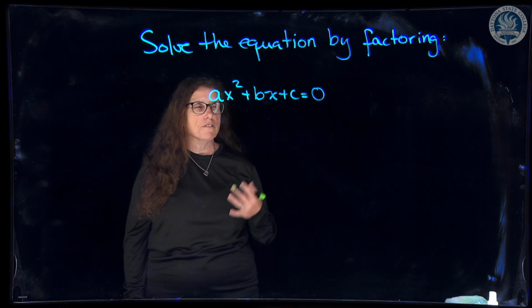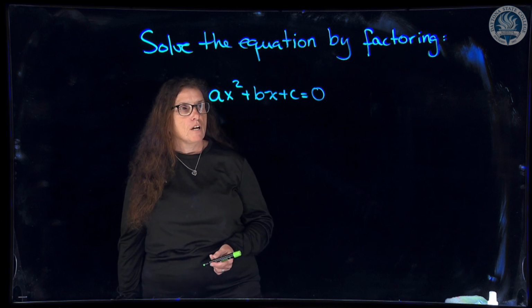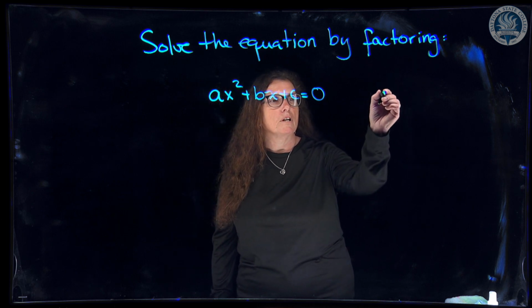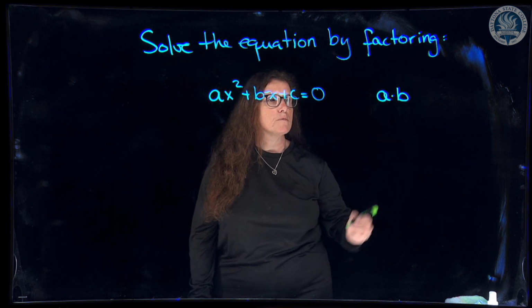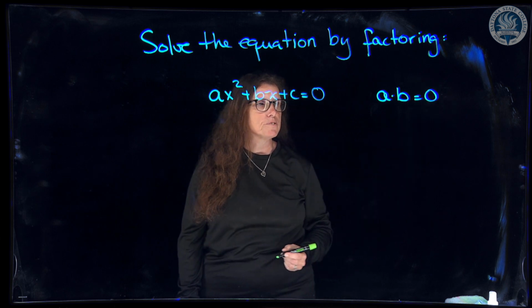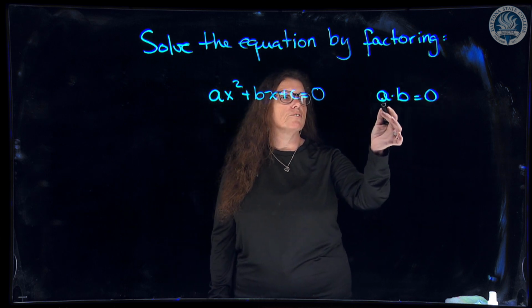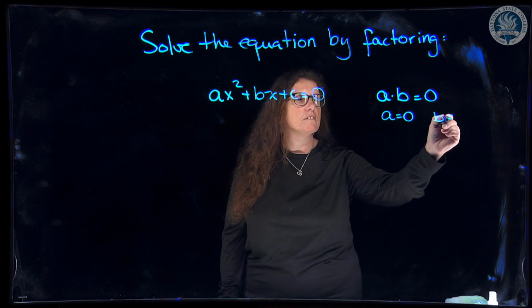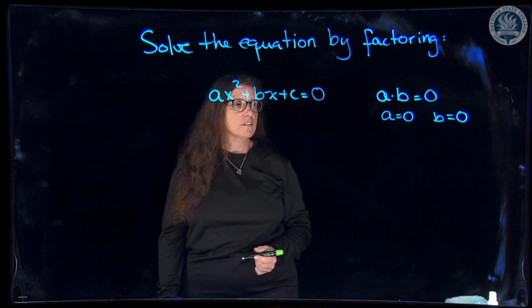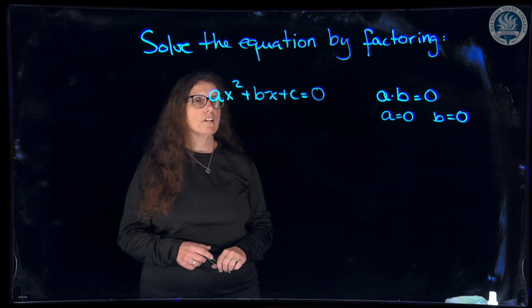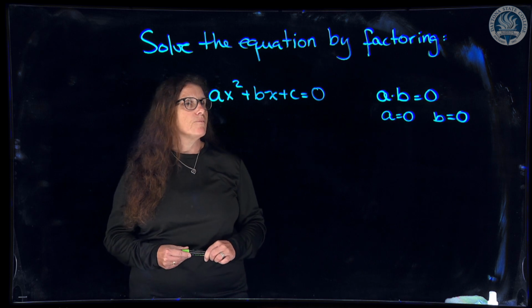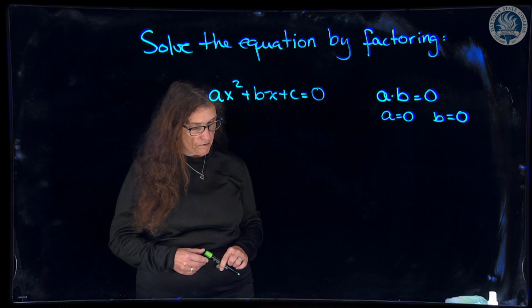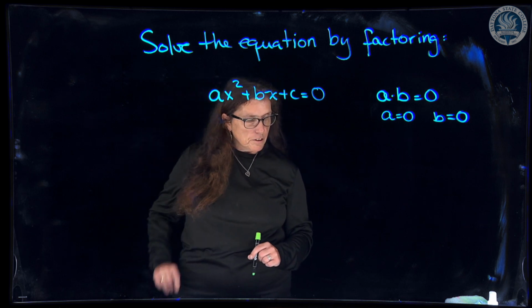I know there are other methods. Right now we're only looking at factoring. We're using something that is called the zero product rule, meaning we have a times b set equal to 0. So now this could go either way. We can say that a is equal to 0, or we can say b is equal to 0. And that's basically what we're doing. We're factoring the quadratic equation, and then we set each mini factor, as I call them, equal to 0 and solve the mini factor.